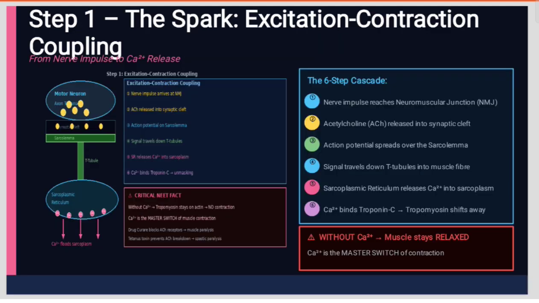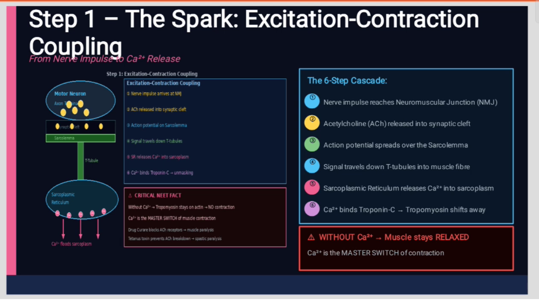Now, this slide shows the nerve impulse, excitation-contraction coupling. Your brain decides to move your finger within a millisecond. A signal travels from your spinal cord, crosses a tiny gap, triggers an electrical wave, and causes a flood of calcium inside your muscle. That entire sequence is what we call excitation-contraction coupling.